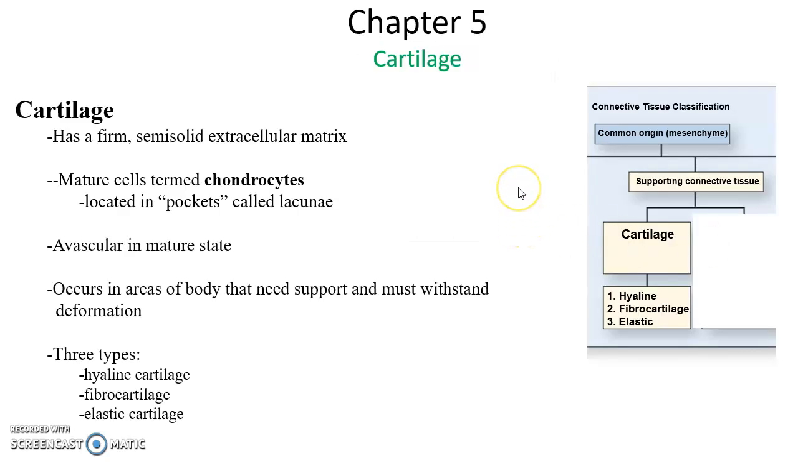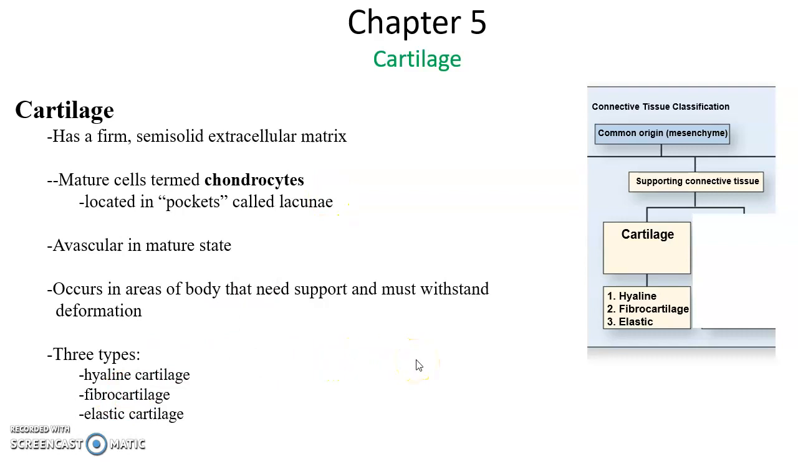So, cartilage. We're moving on to cartilage, another kind of connective tissue. It is firm but semi-solid, with a matrix that's kind of gelatinous or jelly-like. The mature cells in cartilage are called chondrocytes. Chondrocytes live in little open spaces called lacuna for one, lacunae for multiples. So chondrocytes live in lacunae.